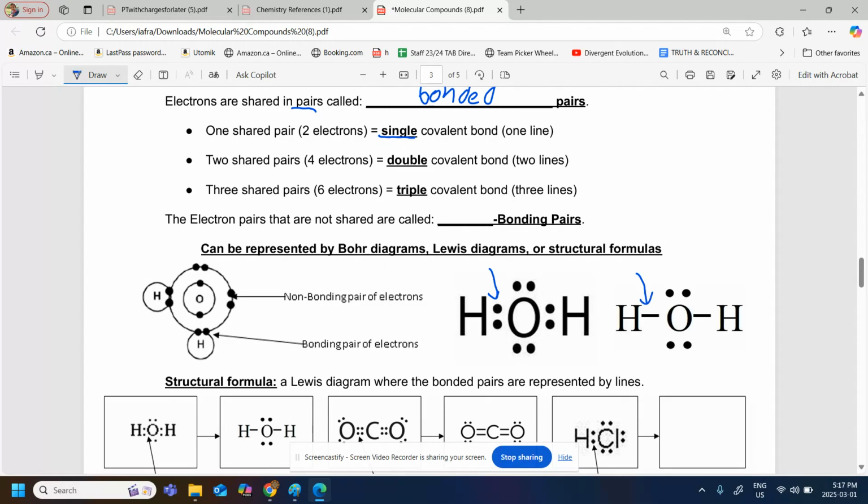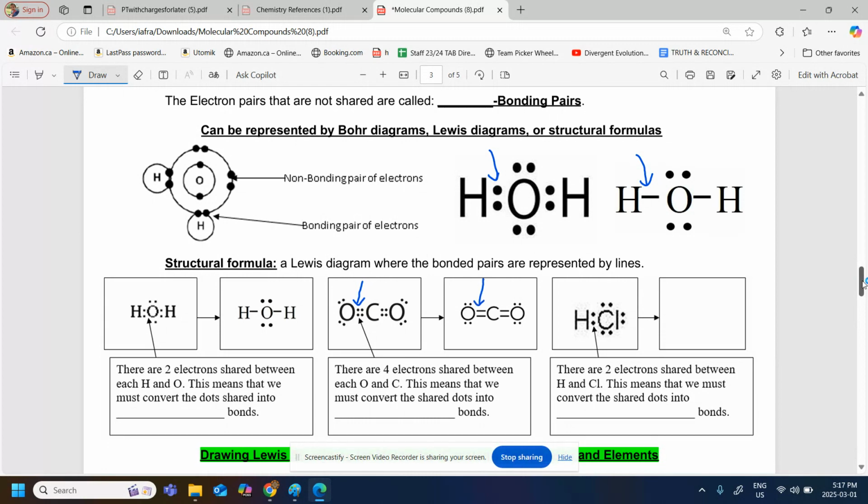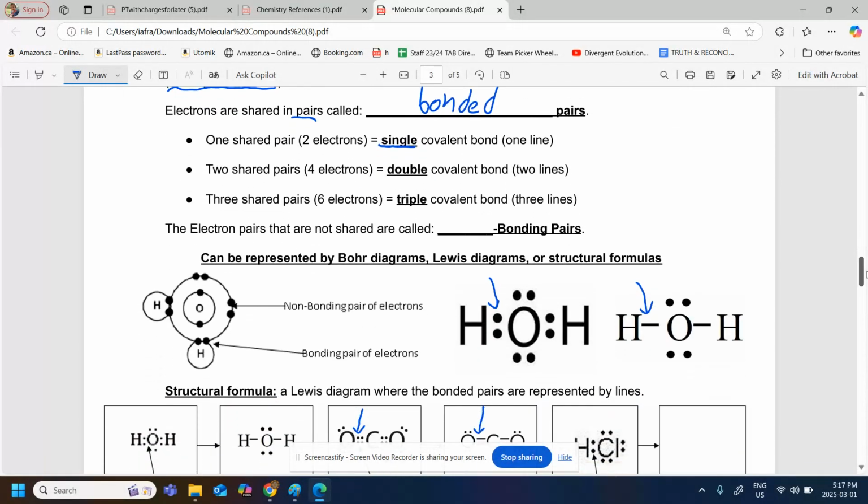You can have four electrons being shared. So if you look over here, this is four electrons being shared. That's two pairs. That's called a double bond, and it's represented by two lines. It's still a share, it's just that you're sharing four in between those two elements.